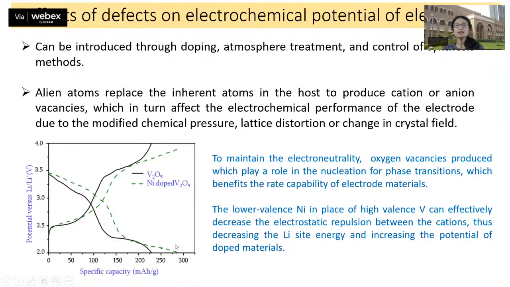So what is happening in this case? This is the lower valence of nickel in place of the high valence of vanadium. Vanadium has a much higher valency compared to nickel. So it effectively decreases the electrostatic repulsion between the cations. Whatever electrostatic repulsion is there decreases because nickel has a lower valence, and so it decreases the lithium site energy and increases the potential of the doped material. So the energy density and the capacity increase when you dope nickel at the vanadium site in V2O5. This is how defects can play a role in changing the electrochemical potential of the electrodes.